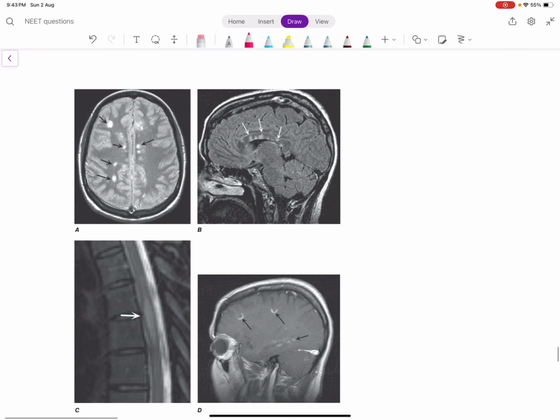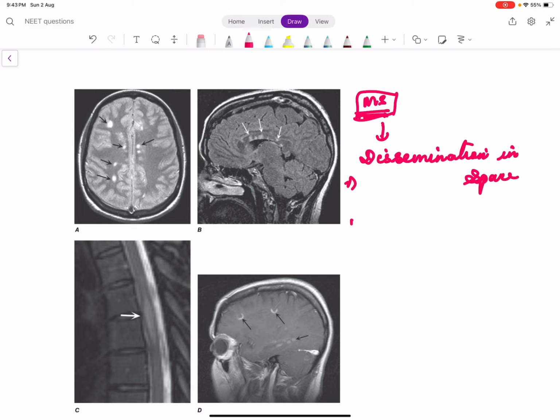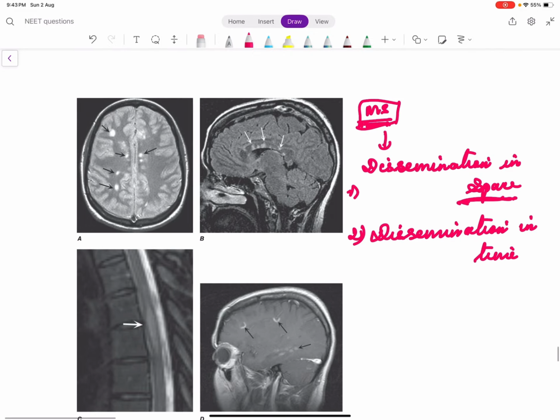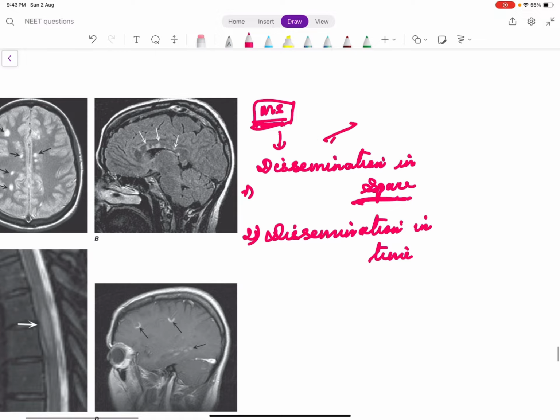But how will you differentiate multiple sclerosis? There is a separate criteria for multiple sclerosis. But for a clear understanding, multiple sclerosis is said to occur when we are able to demonstrate dissemination in space and dissemination in time. What is the dissemination in space? That is, demyelination occurs in multiple places.